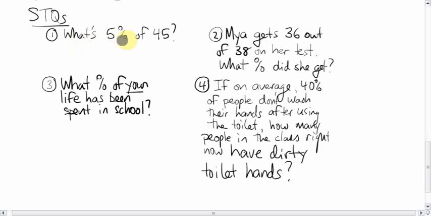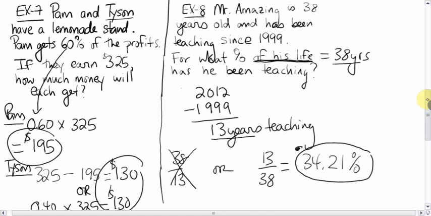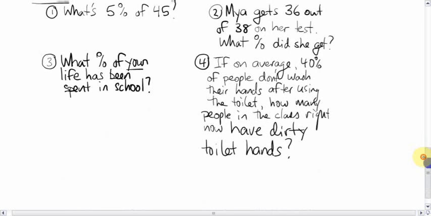For number 1, simple. Number 2, Maya gets 36 out of 38 in her test. What percent did she get? This one here. What percent of your life has been spent in school? So it's very similar to the Mr. Amazing question up here. You've got to figure out what your life is, how many years your life is. Hopefully you have that memorized. You know, to figure that out. And how many years have you been spent in school?